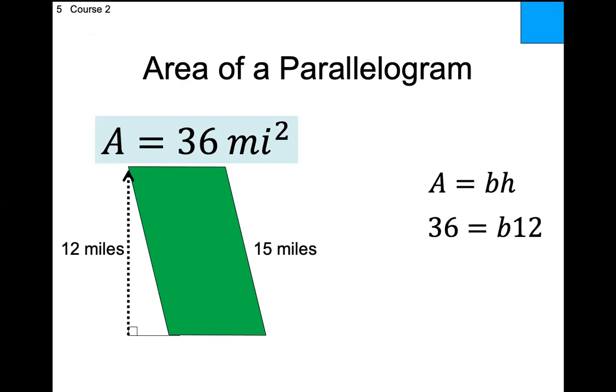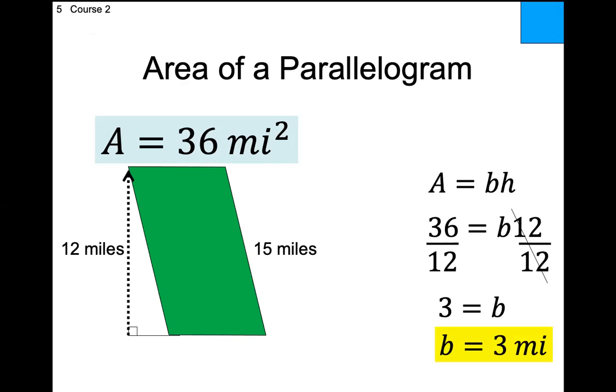What do we do to both sides? Divide by 12. You don't need a calculator for this one. The answer is 3. Now, I do want you to put units, so the answer isn't 3 square miles, the answer is 3 miles. Are we okay? Yes. We sure?